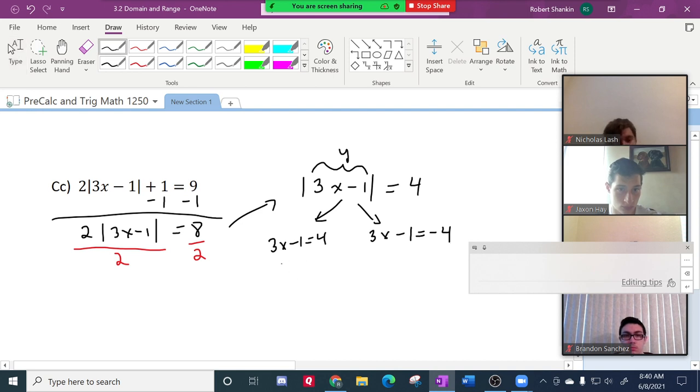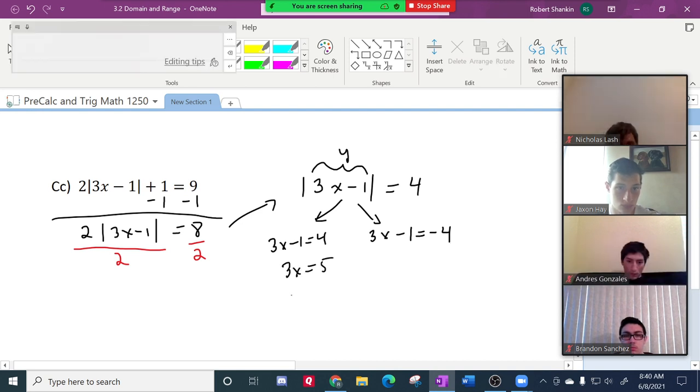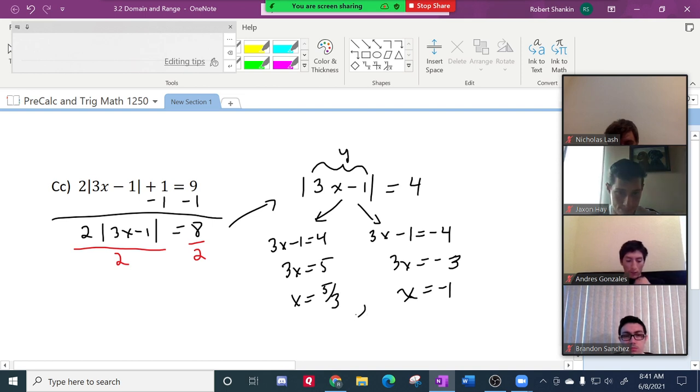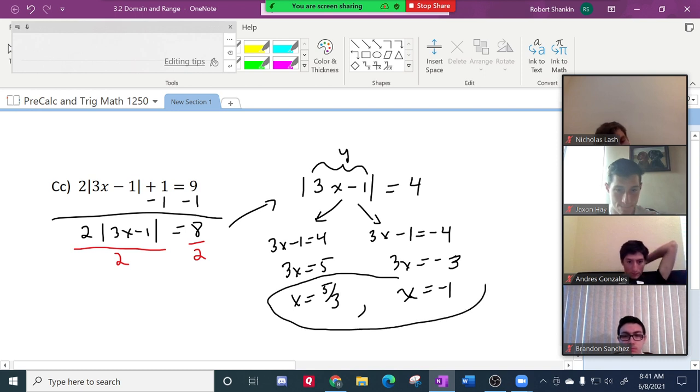Add 1 to both sides. Divide by 3. Add 1. Divide by 3. And I get 2 solutions. Now, if you have 2 individual solutions, you can just put a comma between them, or you can put the word or, or you can put the word and. None of that makes any difference. The time when and or makes a huge difference is when you have intervals.